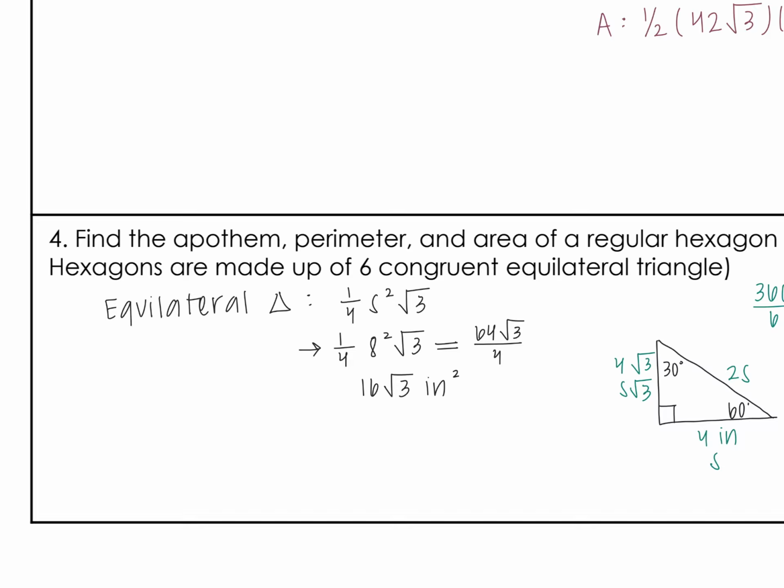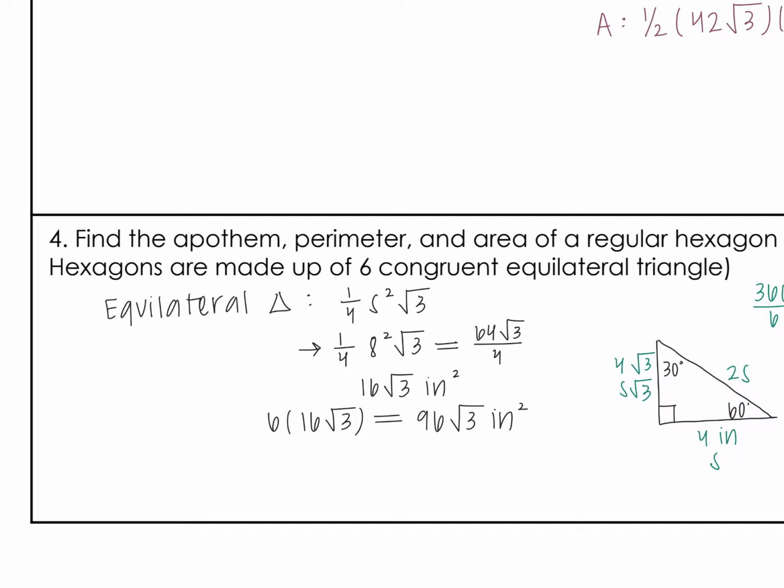Now that's for one equilateral triangle. Since there are 6, I would just take that 16 √3 times 6 to get 96 √3 inches squared for my final answer of the area of this hexagon.